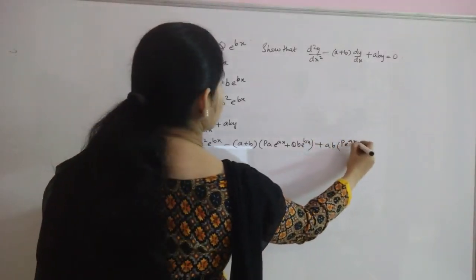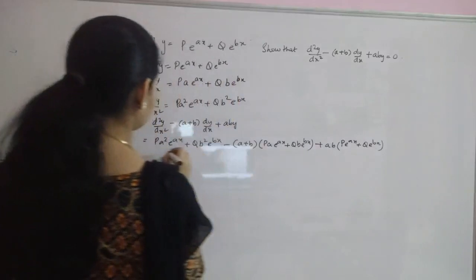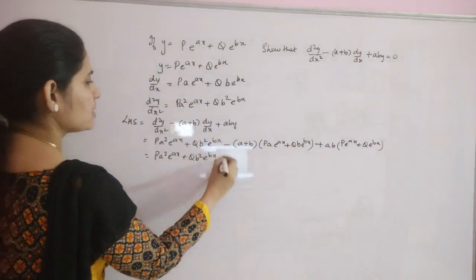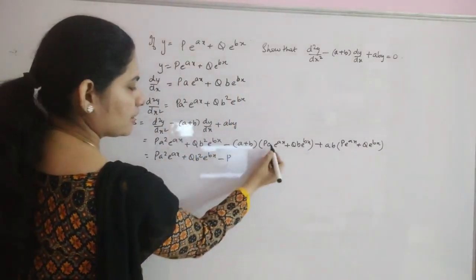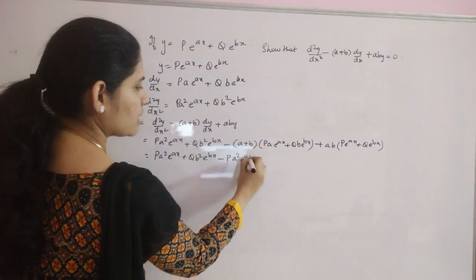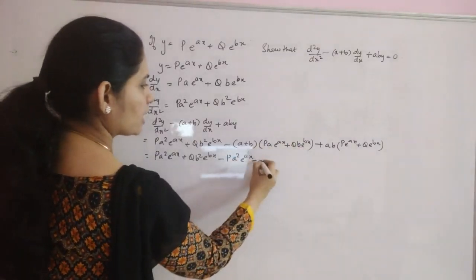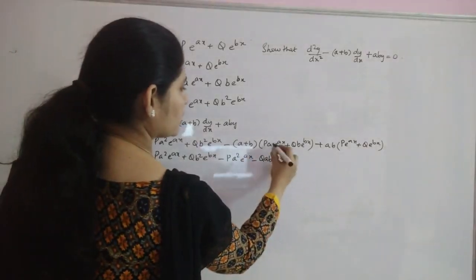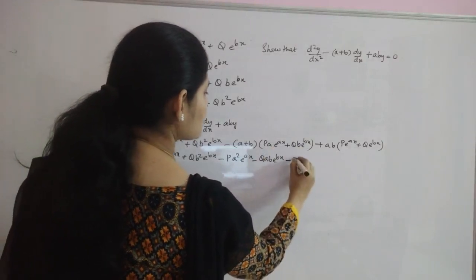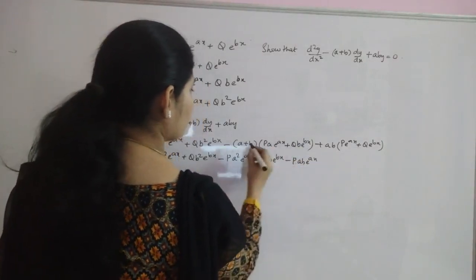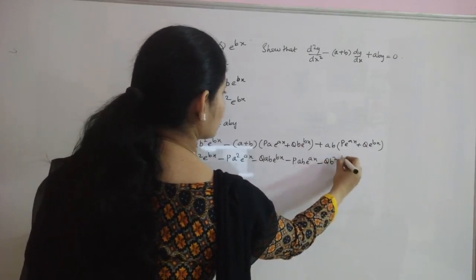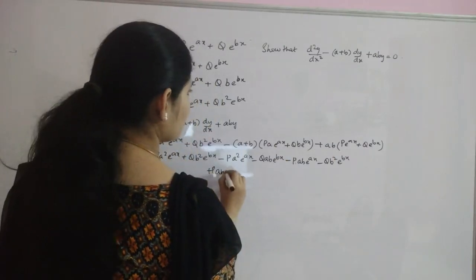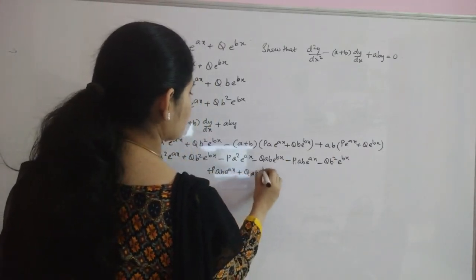p e raised to ax plus q e raised to bx, which is equal to p a square e raised to ax plus q b square e raised to bx minus of p, multiplying with a you will get p a square e raised to ax. Again a multiplying with this will give you negative q a b e raised to bx. Next negative b multiplied with this term will give you minus p a b e raised to ax, again minus q b square e raised to bx plus here a p a b e raised to ax plus q a b e raised to bx.